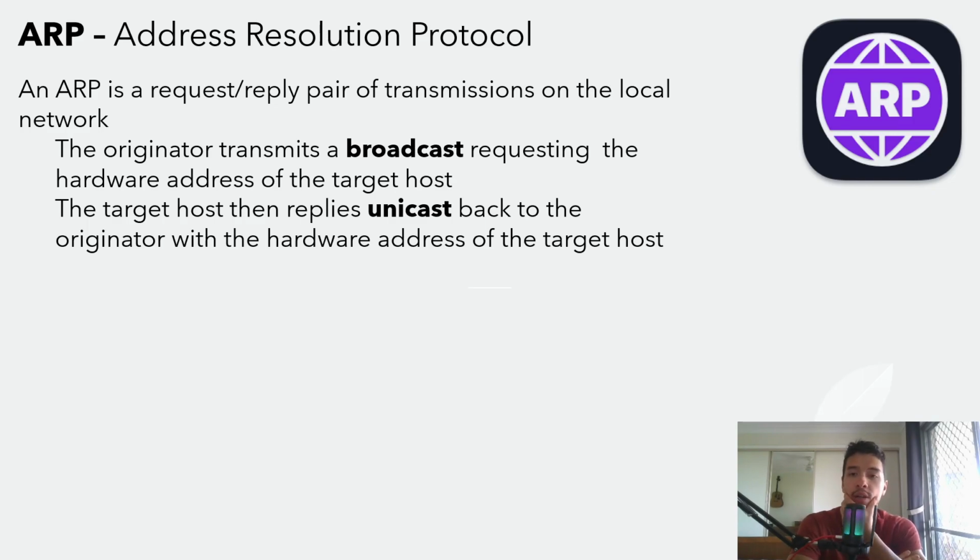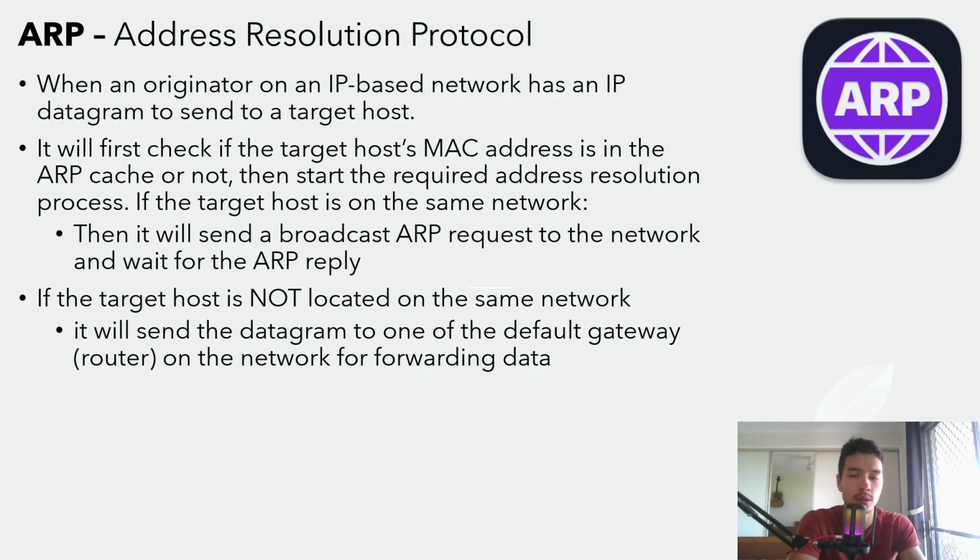The originator transmits a broadcast request for the hardware address of the target host. The target host then replies with a unicast back to the originator with its hardware address, aka the MAC address, which is assigned to every computer or device. When an originator on the IP-based network has an IP datagram to send to the target host, it will first check if the target host's MAC address is in the ARP cache or not. Then it starts the required address resolution process. If the target host is in the same network, it will send a broadcast ARP request to the network and then wait for the ARP reply.